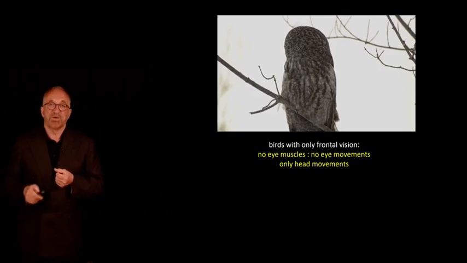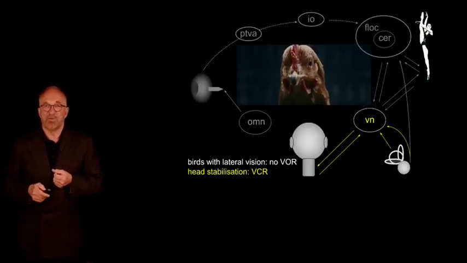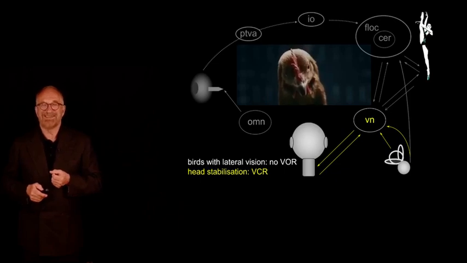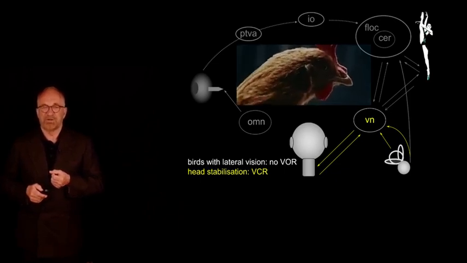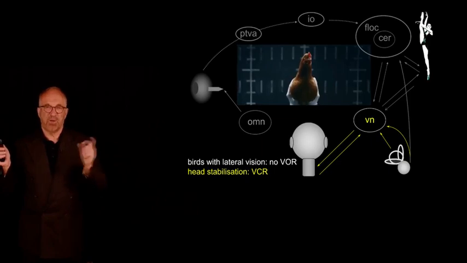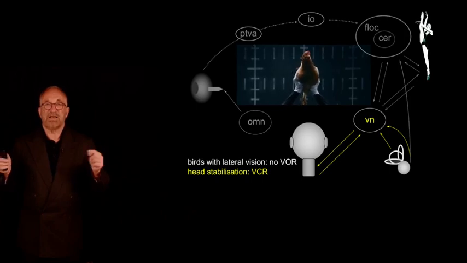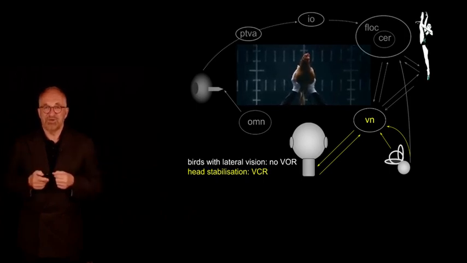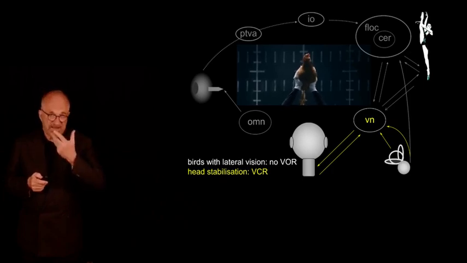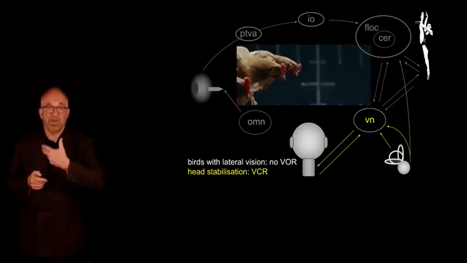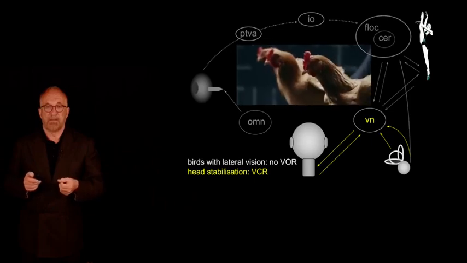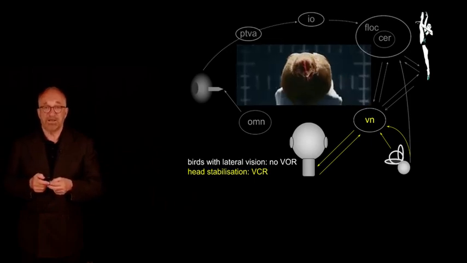In birds, we see also other types of movements. Here there is lateral vision. One eye is on the right side and one eye is on the left side. And by that, instead of controlling the eyes to stabilize gaze, he stabilizes the head to stabilize gaze. And pretty well, as you can see here.